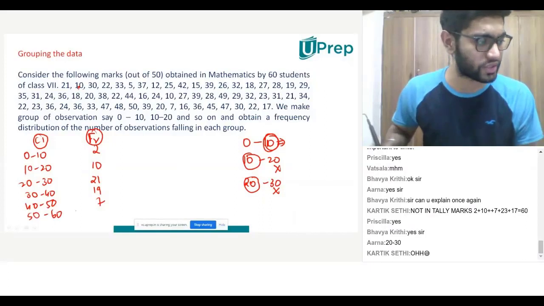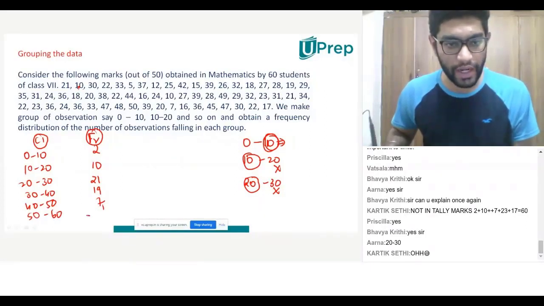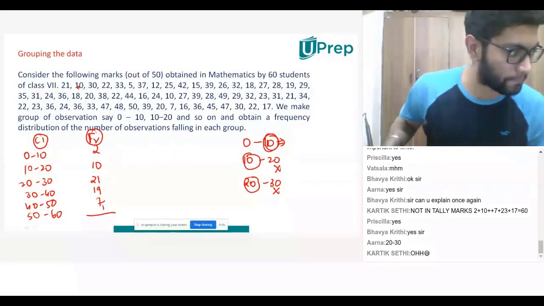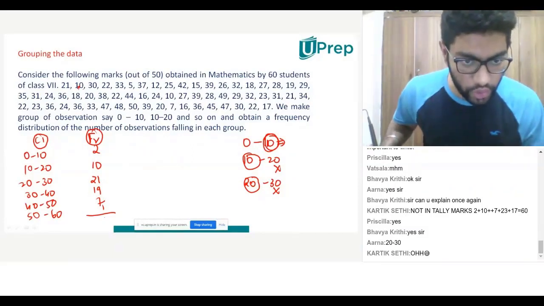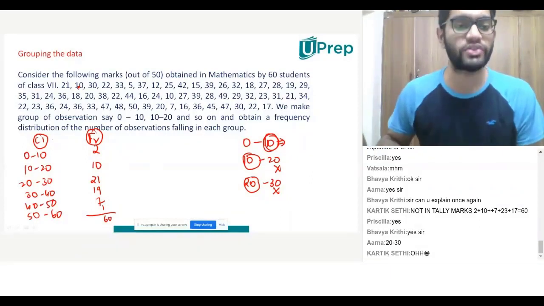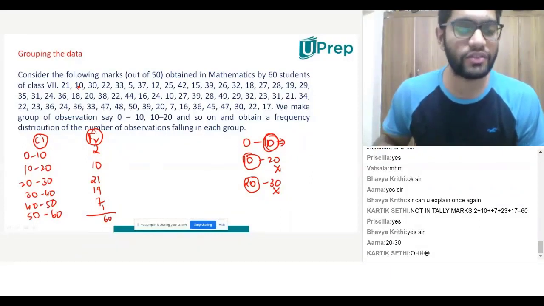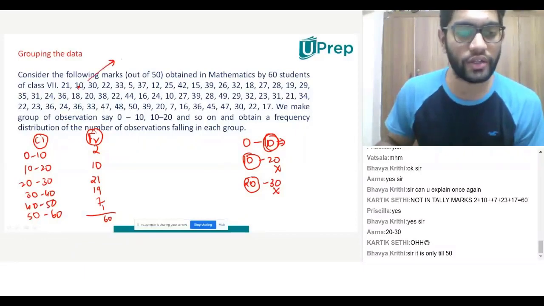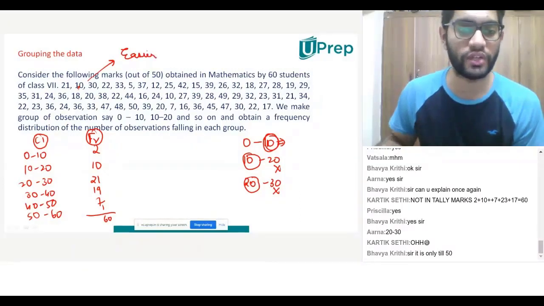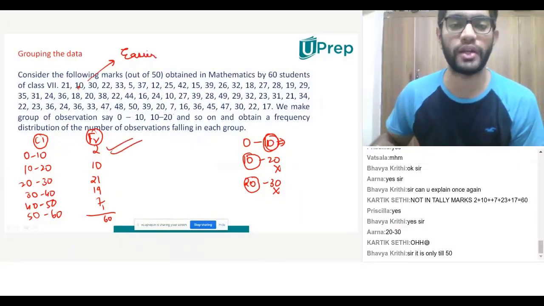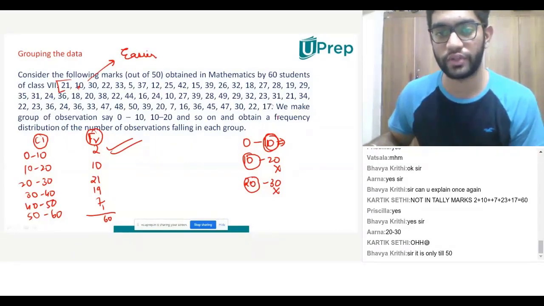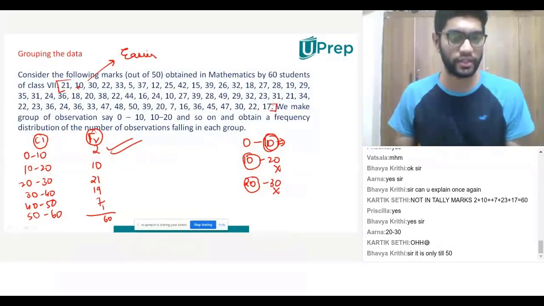And 50 to 60, we have 1. So when I add this, the total frequency is 60. Okay. So this is basically our numbers in the form of a table. It is basically statistics, and drawing a frequency distribution table is just making our life easier so that we have something in a table format instead of random numbers. Okay, that is the only difference. Is it clear, guys? Is this slide clear?